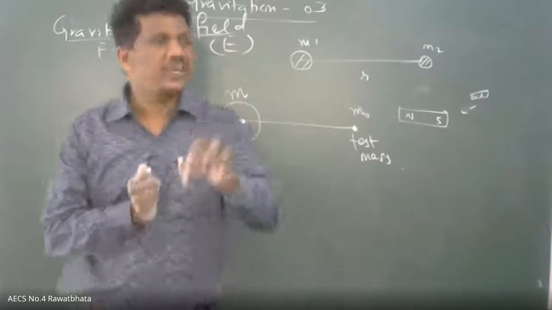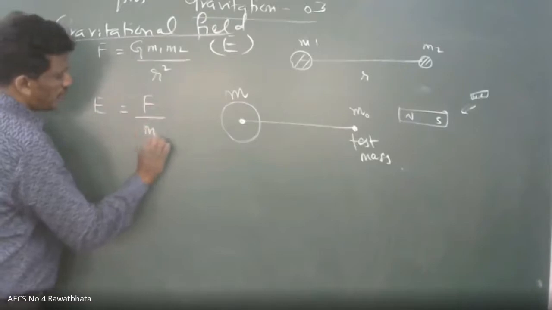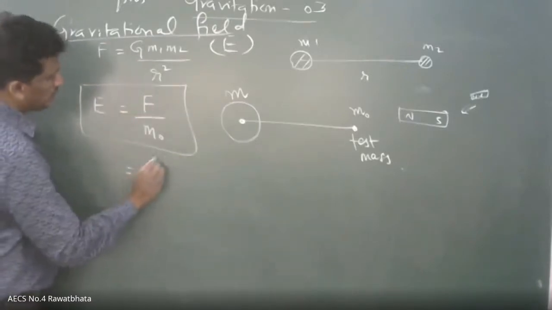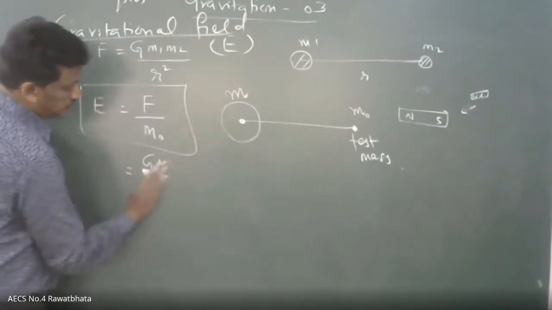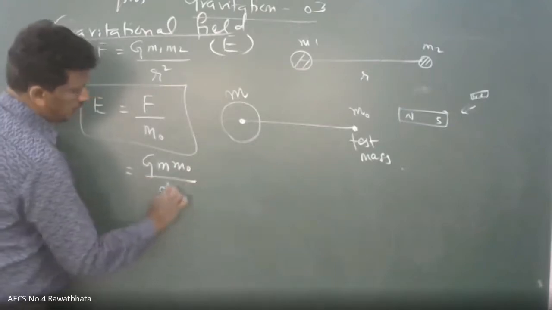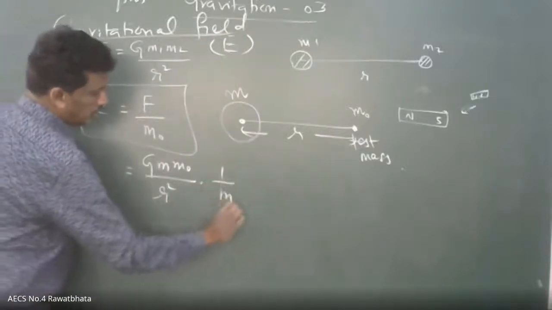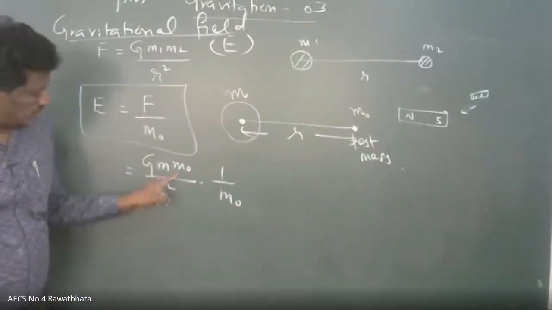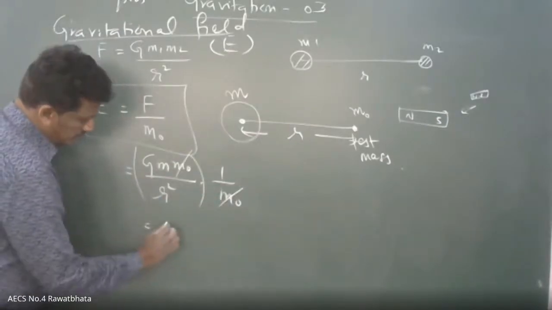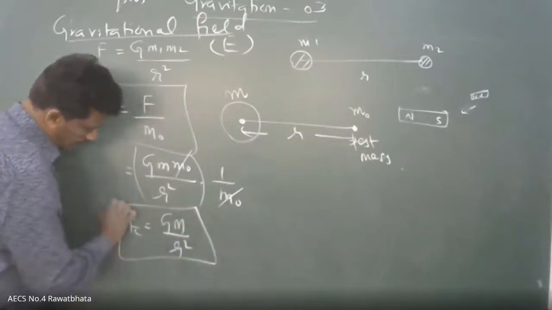So what is gravitational field? The gravitational field equals F by M. This is the formula. What is F? F is G M M naught upon R square, where M naught is the test mass, into 1 by M naught. So M naught cancels, which is equal to G M by R square. This is the gravitational field.